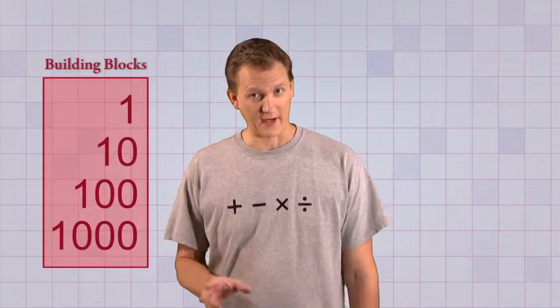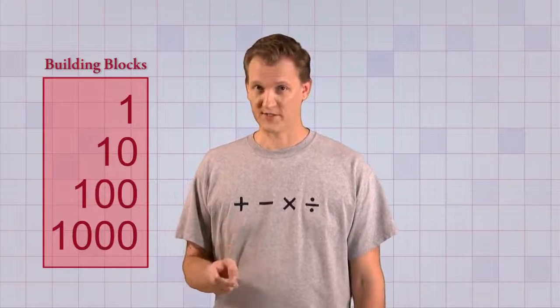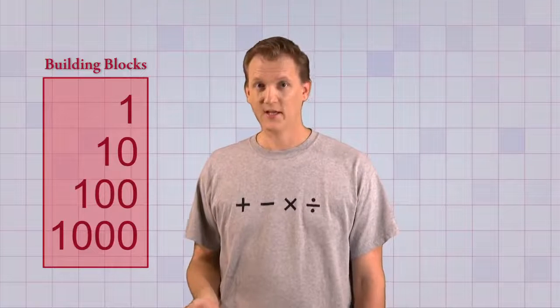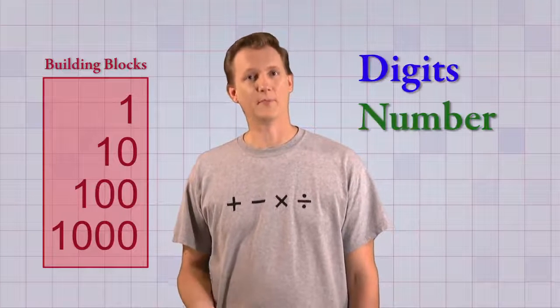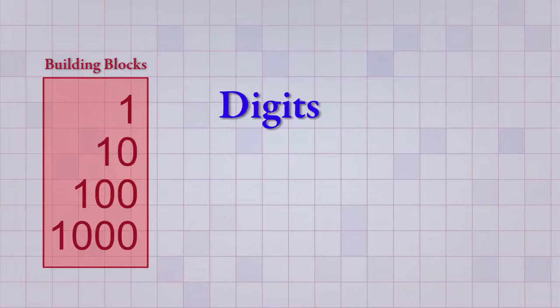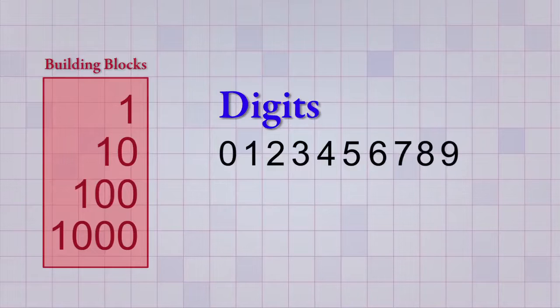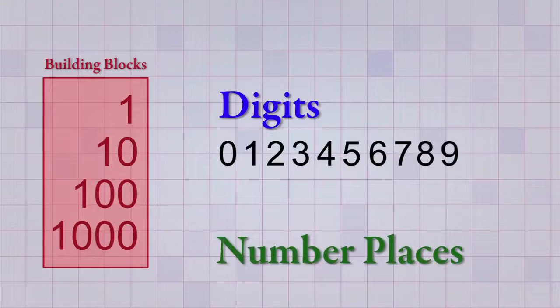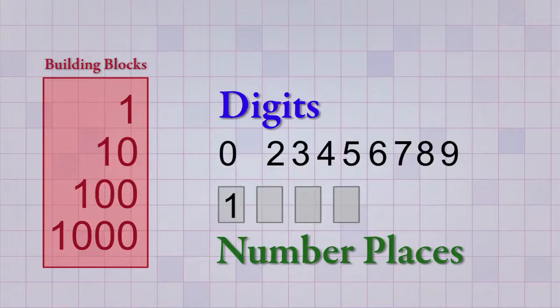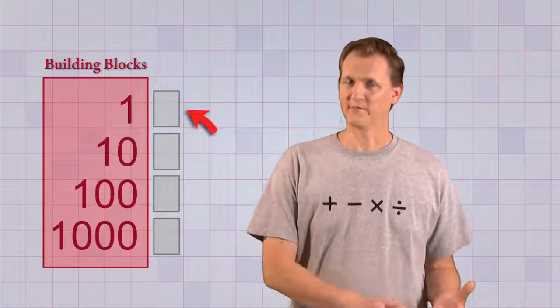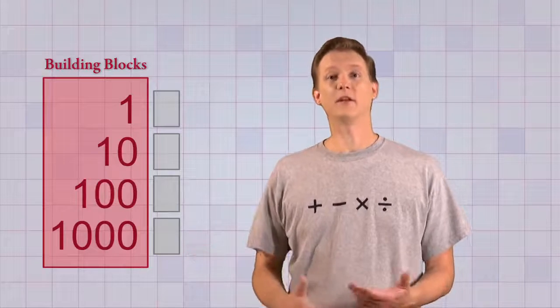But before I do that, I should mention 2 more things that our number system needs besides these building blocks. And those 2 things are digits and number places. Digits are just the 10 different symbols we use for counting. You know, 0, 1, 2, 3, 4, 5, 6, 7, 8, and 9. Number places are like little imaginary boxes that can hold just 1 digit at a time. And they're used like counters, to count things. We use 1 number place for each of our building blocks to count how many of each of them we have.